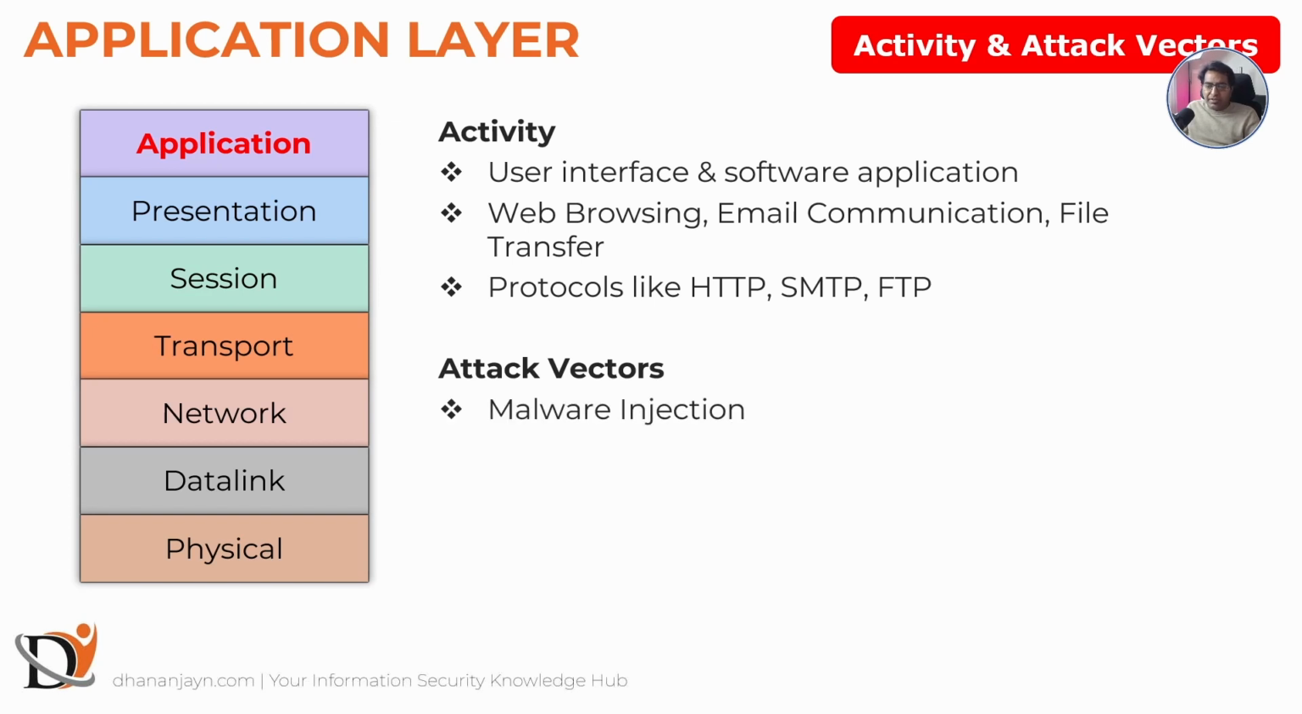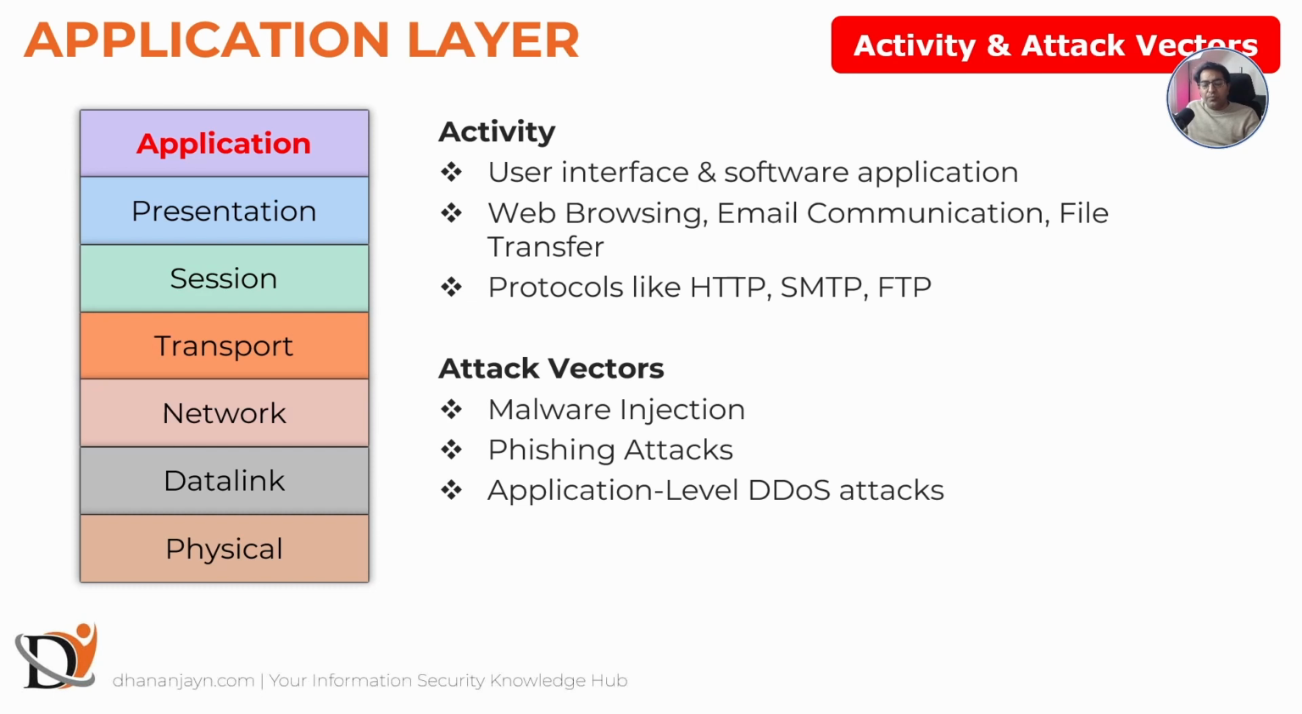So what are the attack vectors? As we all are aware, malware injection may happen at this layer. Somebody may send a phishing email where the person would try to impersonate someone you know, and an email may be received in your mailbox with a link or a suspicious attachment. That's where again we are accessing the email at the application layer. So phishing attacks are another attack vector that works at this particular layer.